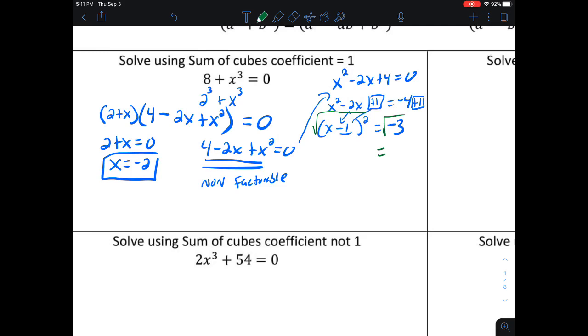A lot of times you will encounter this, and so what I would have is i root 3 on the right-hand side. My left side, taking the square root of the square, is going to make the absolute value of x minus 1. And then we would finish the problem, and we would get x is equal to 1 plus or minus i root 3.